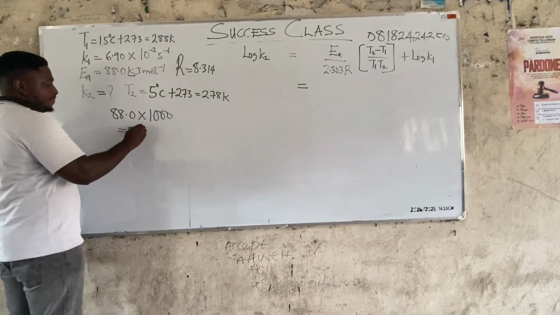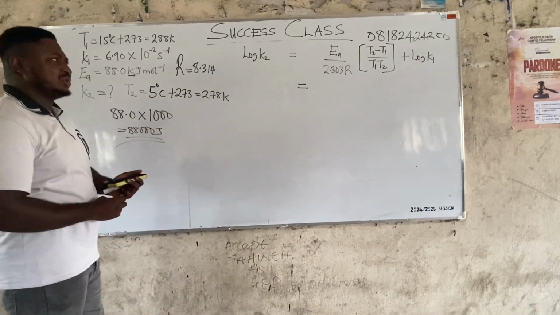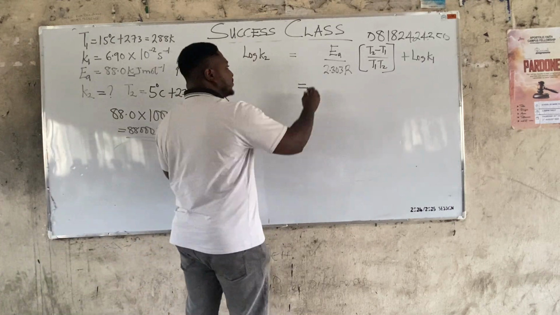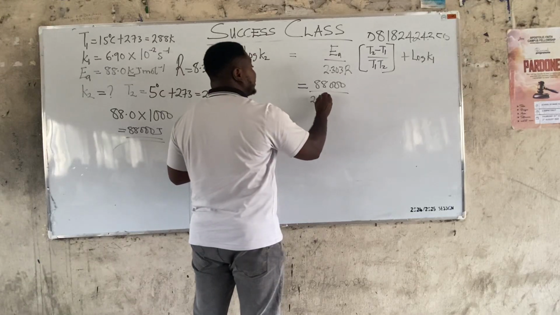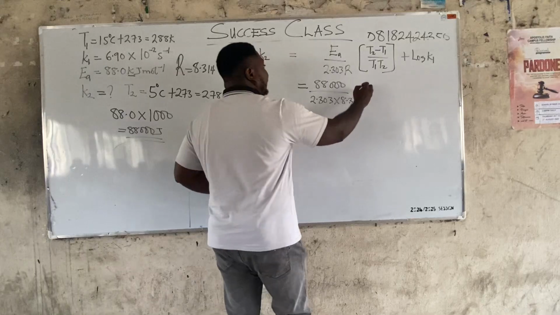88,000. Convert your kilojoules to joules: 88,000 joules. Please take note, kilojoules to joules, multiply by 1,000. So we're going to have 88,000 divided by 2.303, times R, which is 8.31.